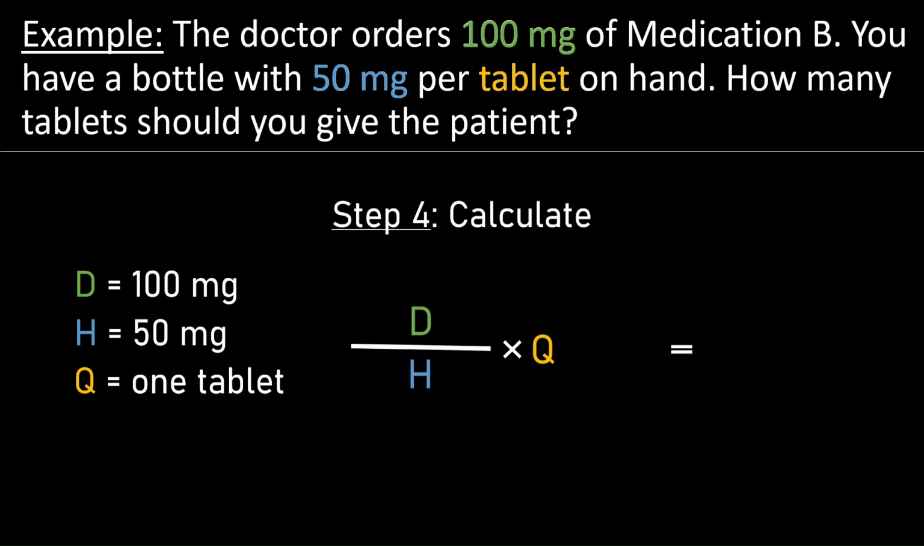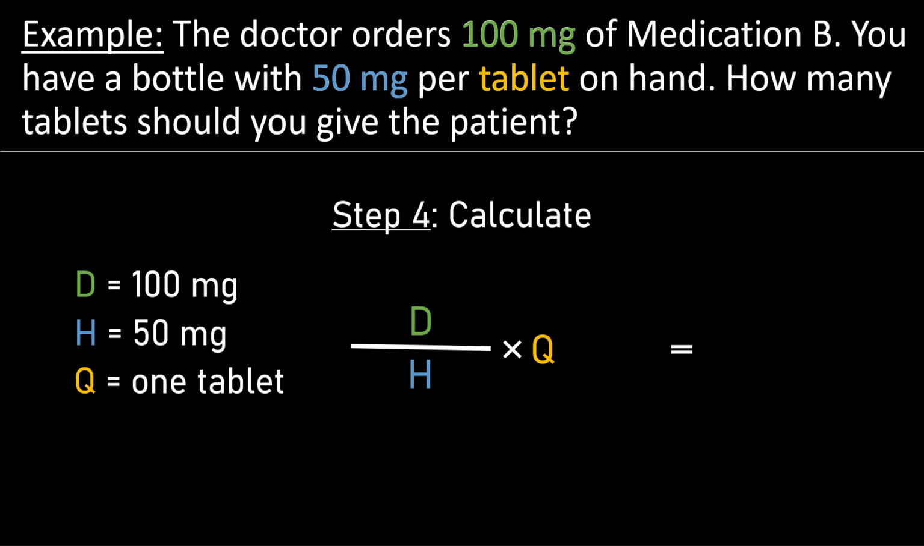Finally, we calculate D over H times Q, remembering our estimate. If our number comes out far from that estimate, it's a good indication that we need to rethink our estimate and our math. If we estimated correctly, this should come out to around 2 tablets.